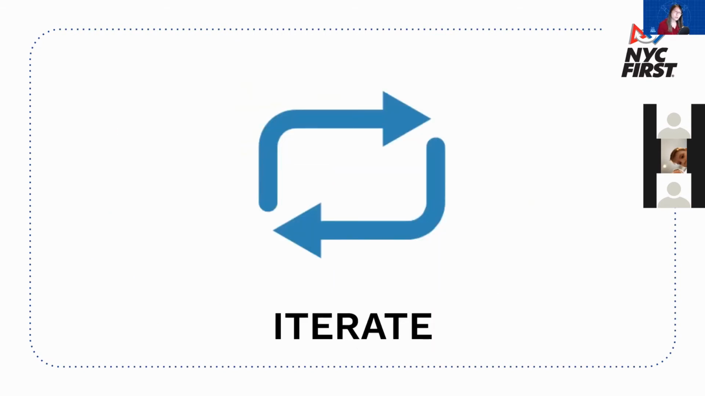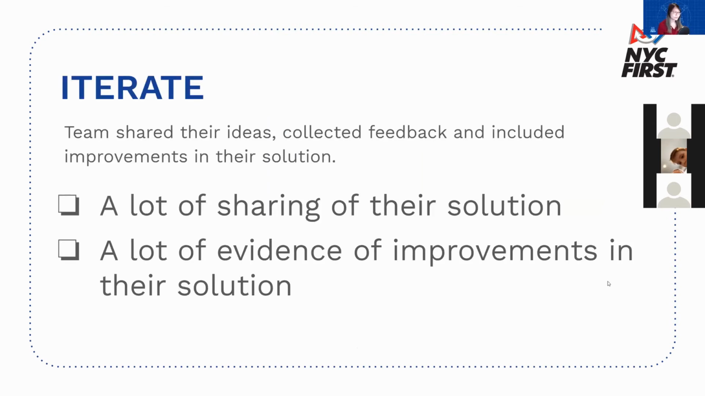The next part of the rubric is pretty straightforward. If you've never come across the word iterate before, it just means that you're repeating your design process. Remember how we said that the more you repeat your engineering design process, the better your solution will be? Well, judges are looking for evidence that you've done so. Did you share your solution? After you shared your solution, did you use the feedback you got to improve it?